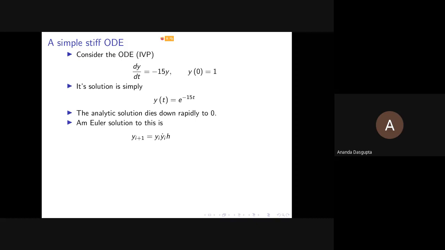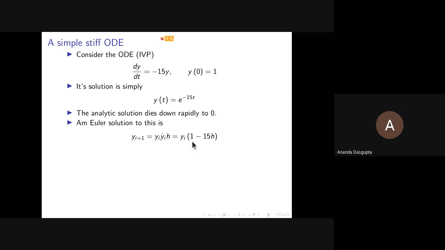The approximation of y in the next time step is the value of y now plus the derivative at the beginning of the interval, yi dot times h. So there should be a plus in between yi and yi dot h here. It's not a product. Of course, because yi dot h in this case is simply minus 15 yi h, you get yi into 1 minus 15h. So here, you don't really have to calculate the solution numerically.